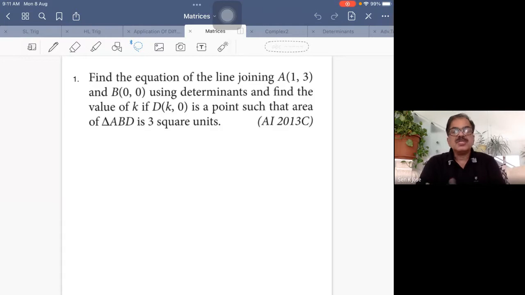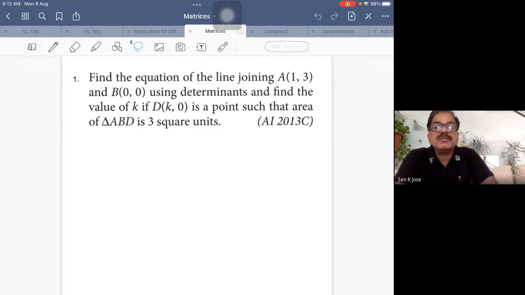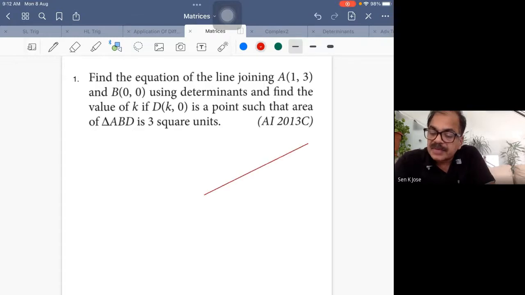The first question here says, find the equation of the line joining A(1, 3) and B(0, 0) using determinants. Find the equation of the line joining the 2 points A and B. There are 2 points given to you, A and B, and we need to find out the equation of the line. So what I would suggest is, the first thing is you draw a line. So we're going to draw a line here. So that's the given line.